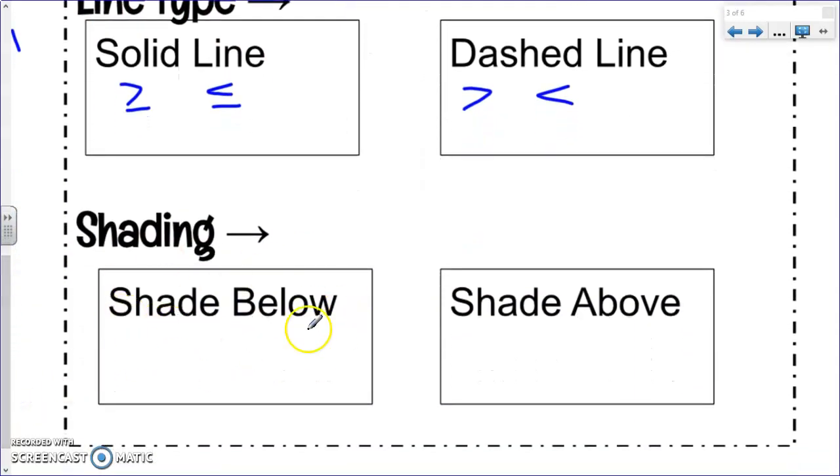Shading. When you shade below something, we think of less than. So it could be less than or equal to, or it could just be less than, because that's below. If things are above, like above 0, then we think of greater than or equal to. So that's our shading. Let's look at an example.